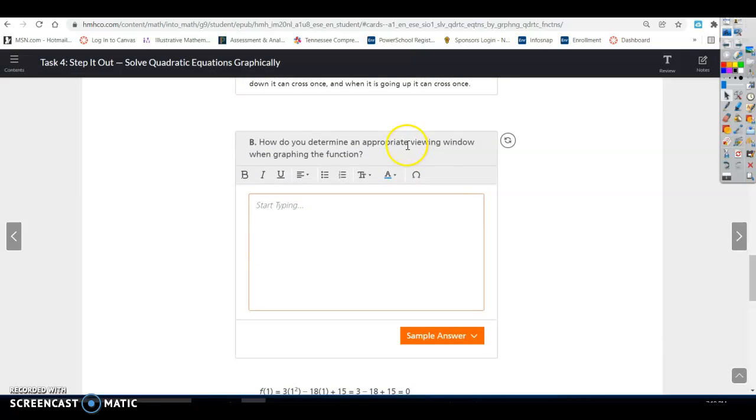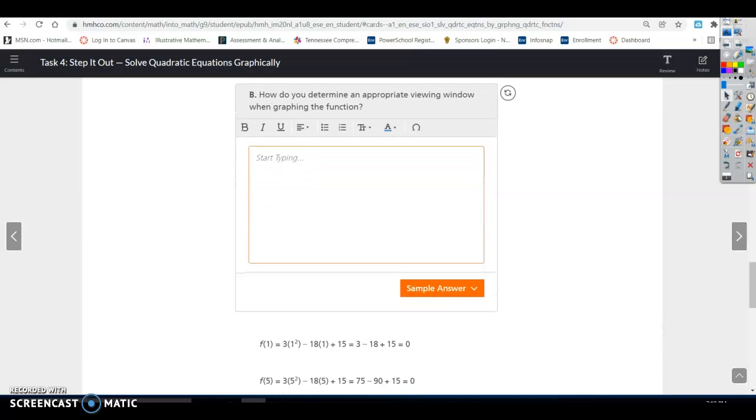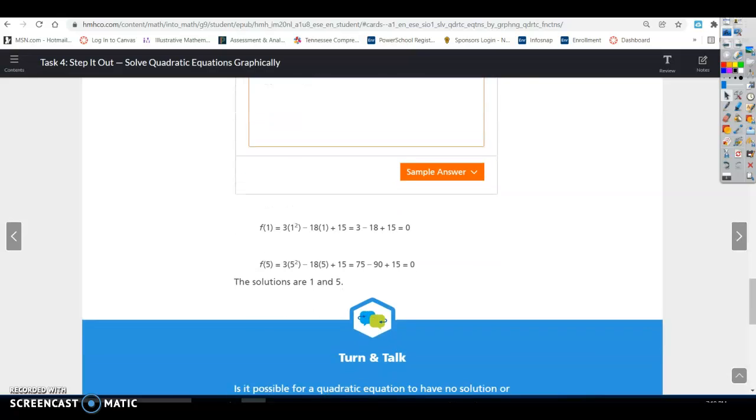All right, how do you determine an appropriate viewing window when graphing the function? All right, so you're looking for the x-intercepts. So you can zoom in or out so that you can see the vertex. You can zoom in or out so that you can see the x-intercepts. But if you're looking for the zeros or the x-intercepts, you want to see where the graph crosses the x-axis. So you can change the window to make that work.